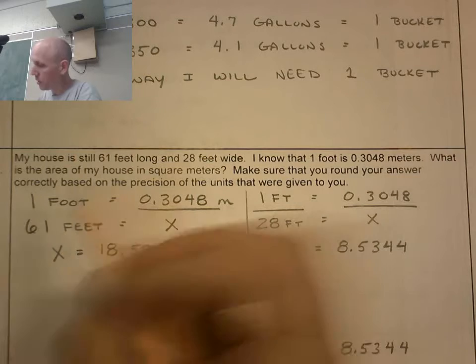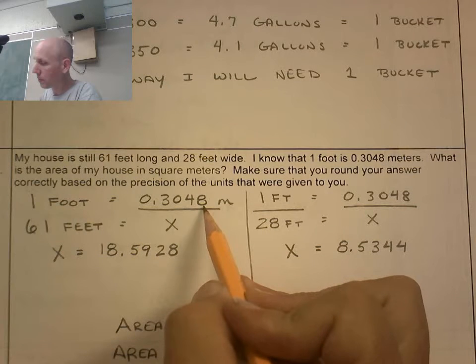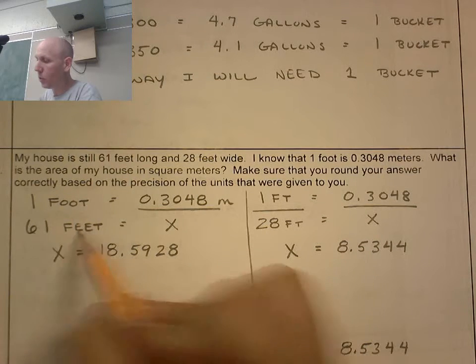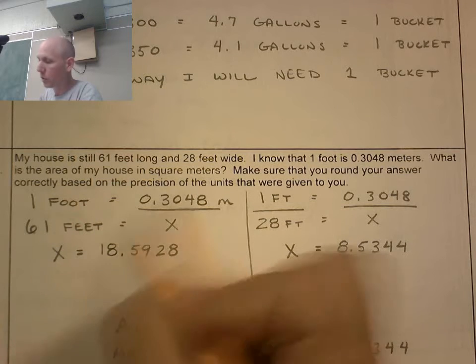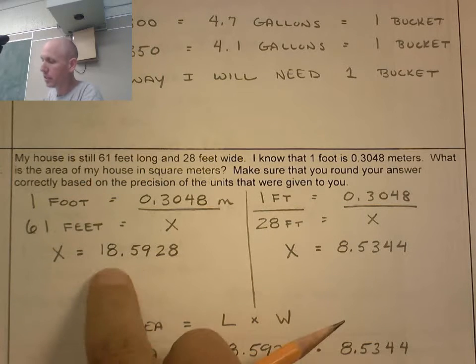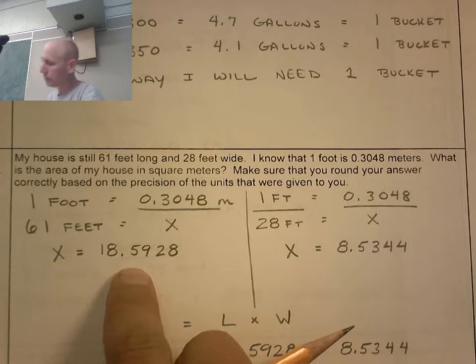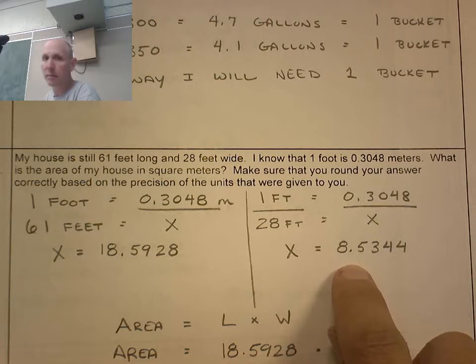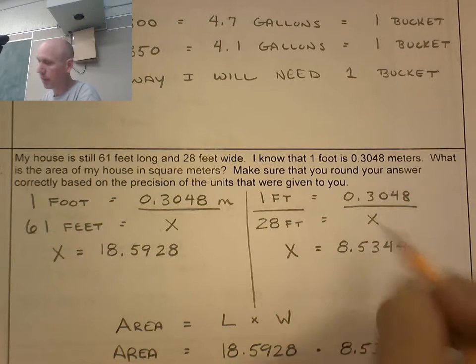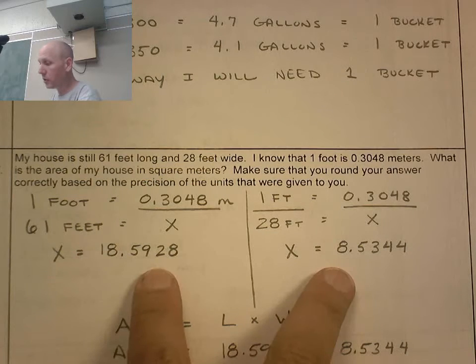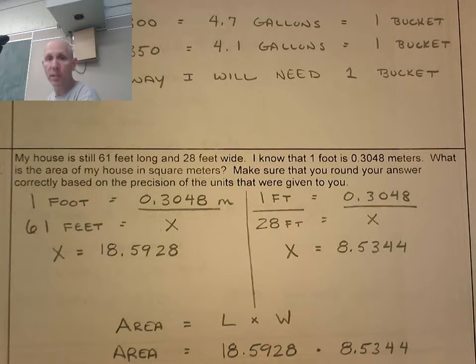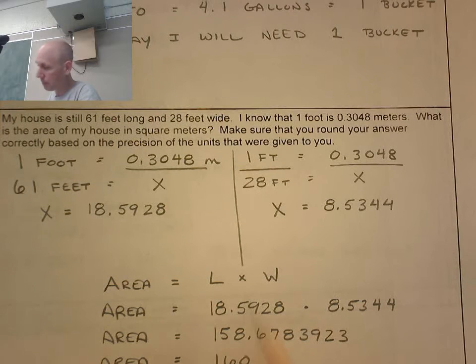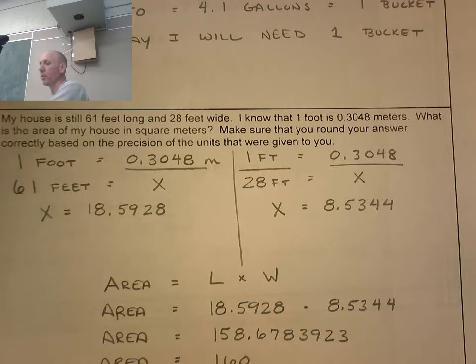So let's go with, so I know that 1 foot is 0.3048 meters. So 61 feet would be what? Cross, multiply, and divide. So my house is 18 meters long, and my house is 8.5 meters wide. Cross, multiply, and divide. Let's take those two, multiply them to get the area. Multiply them together. Here's my area: 158.67833923 square meters.